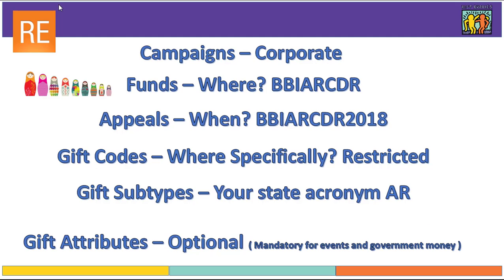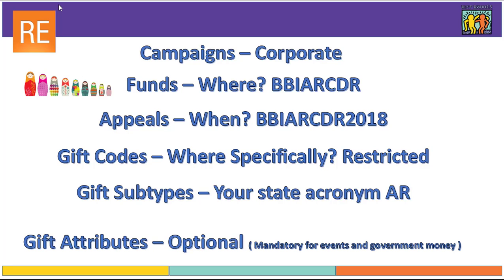Here's an example of coding for a gift. So, Best Buddies receives some corporate money that is to be specifically used for a program and used for 2018. What would that code look like? Well, the campaign would be corporate. The fund would answer the question where: Best Buddies International, let's say Arizona, corporate donation restricted. The appeal, which would tell us when, would say Best Buddies International Arizona, corporate donation restricted 2018.